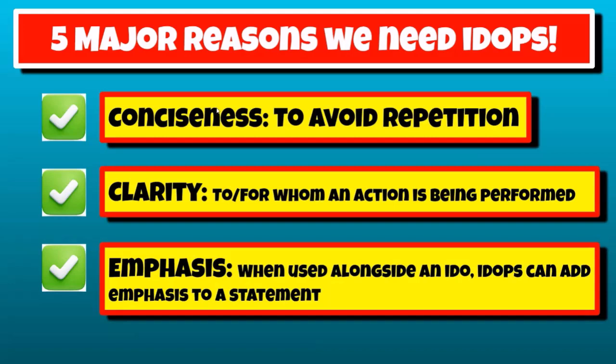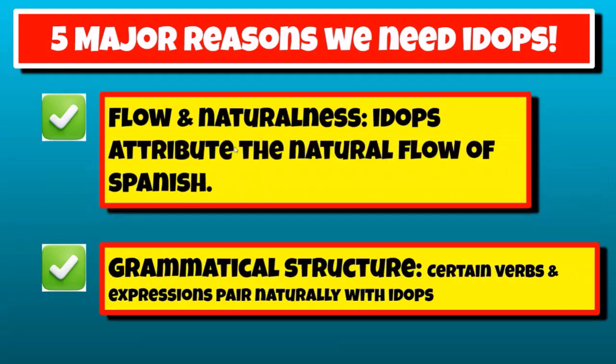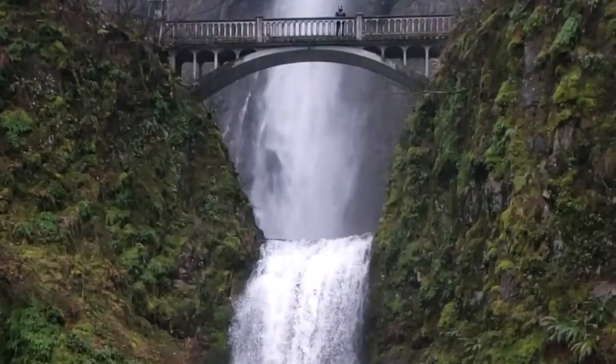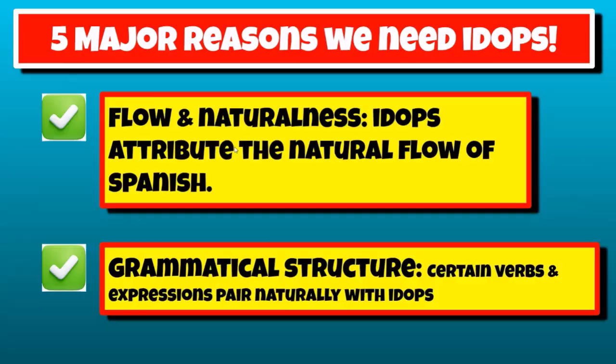Número 3, of the 5 major reasons we need IDOPs. This is reason number 3, emphasis. When used alongside an IDO, or an indirect object, IDOPs, indirect object pronouns, can add emphasis to a statement. So we've got our first 3. The next 2, flow and naturalness. IDOPs contribute to the natural flow of Spanish. Grammatical structure. Certain verbs and expressions pair naturally with IDOPs.